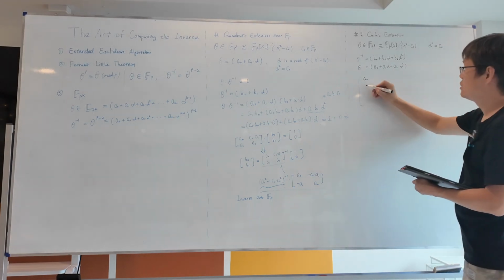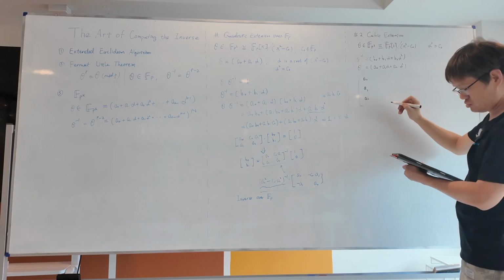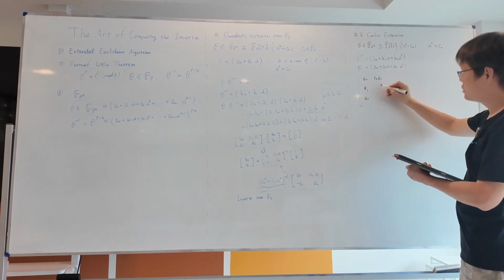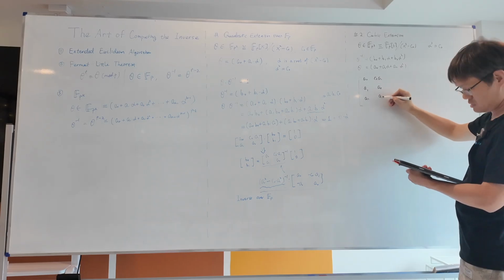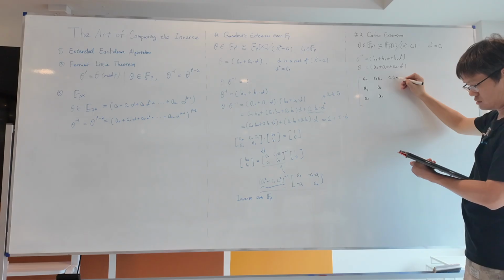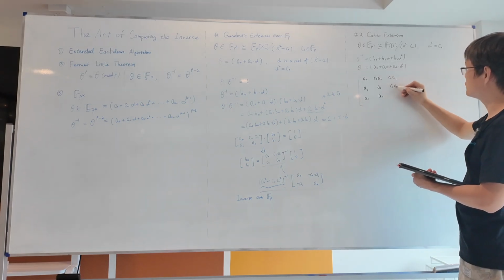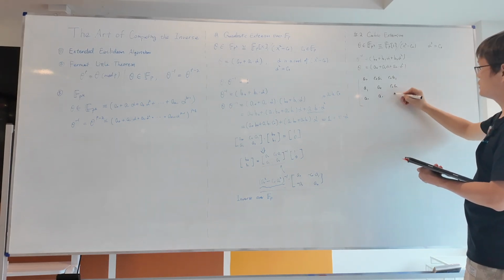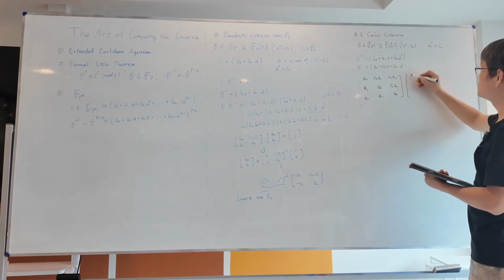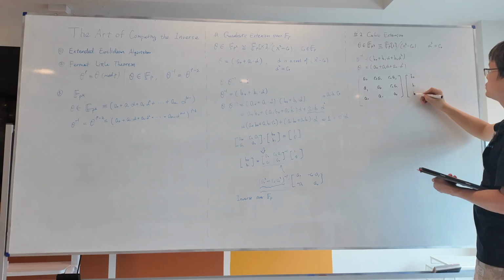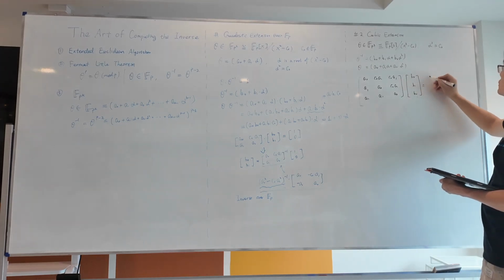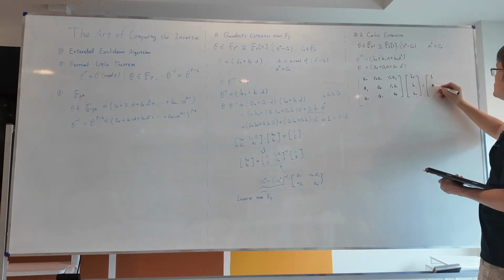A0, A1, A2; C0 A2, A0, A1; C0, A1; C0, A2, A0; times B0, B1, B2, and equals 1, 0, 0.